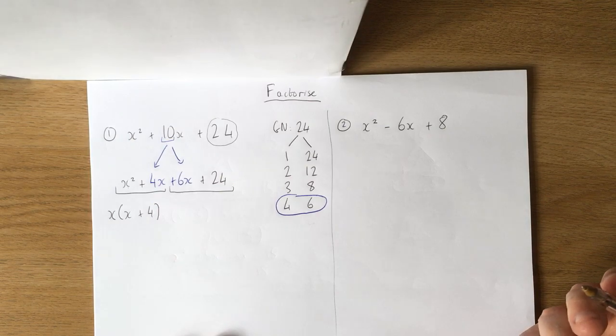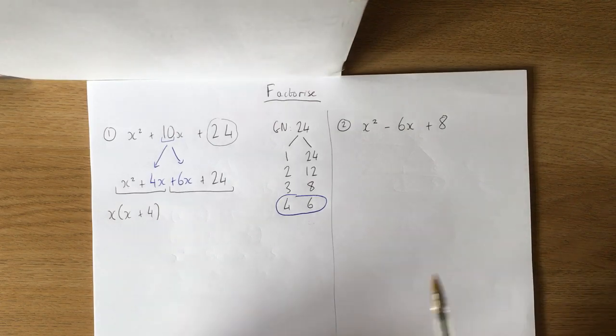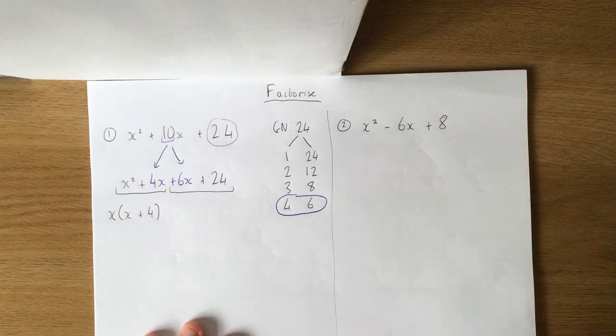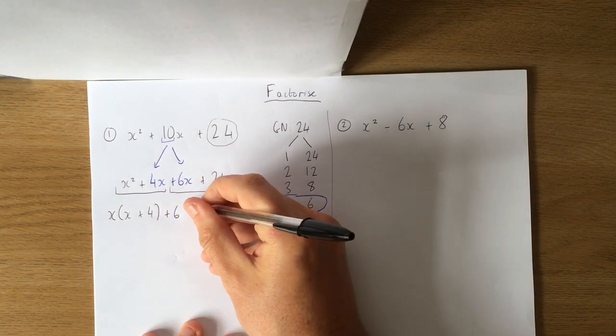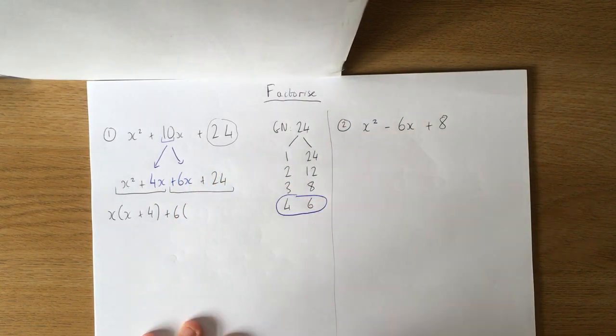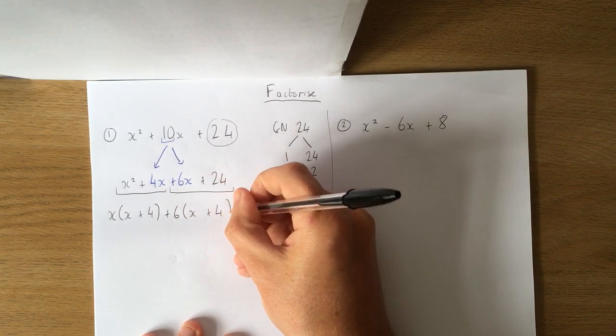It's 6. Okay, so you could factorize out 2, you could factorize out 3. They're not going to give you, though, the correct answer. You need to factorize out the highest common factor. So it's 6 that we factorize out. 6x divided by 6 then is x. 24 divided by 6 is 4.